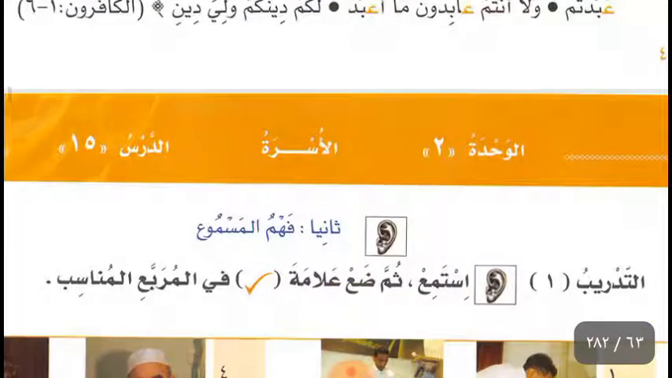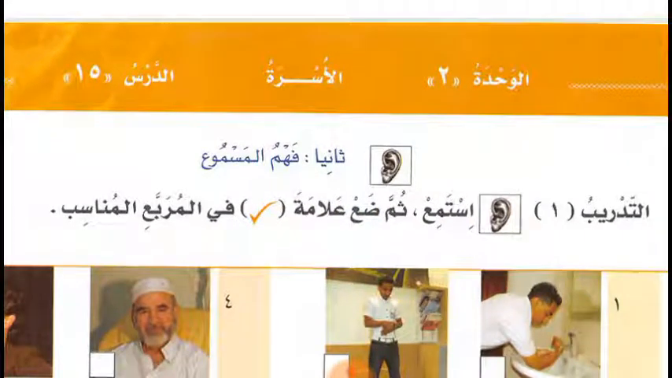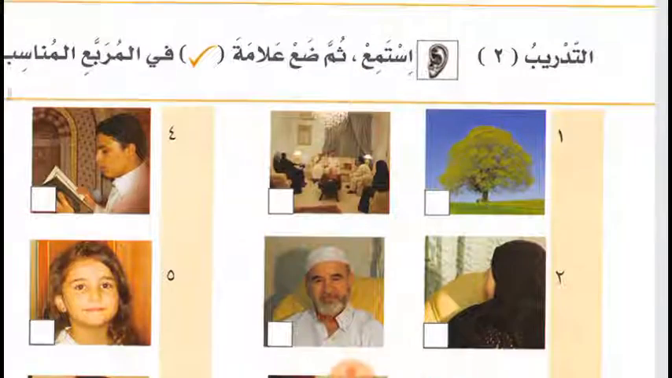Okay, good. On the next page we have Fahm, understanding of what you hear. We cannot solve this question here because it is not possible here. In this question, the teacher tells the name of a picture and the student takes that picture. We will skip Tadribul Awwal, Tadribul Sani, Tadribul Salis and Tadribul Rabi. We will skip four questions.